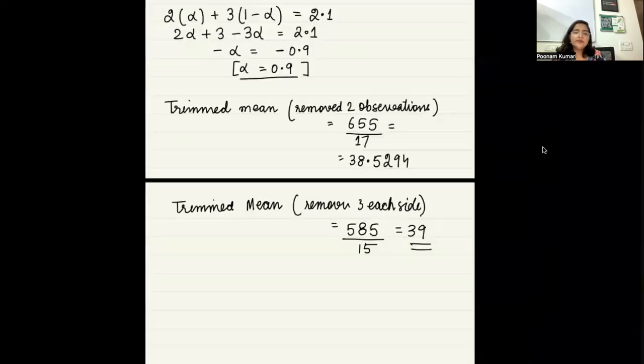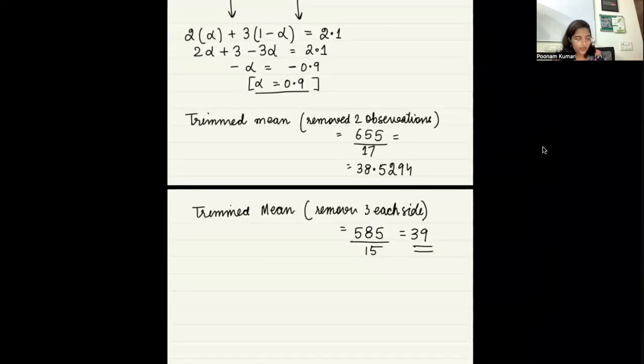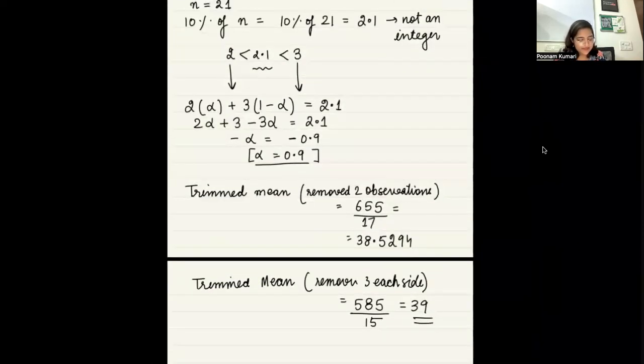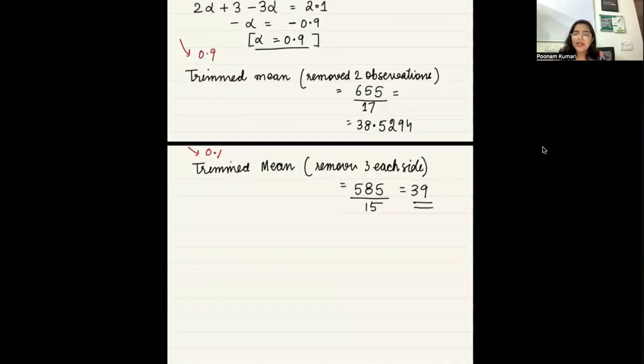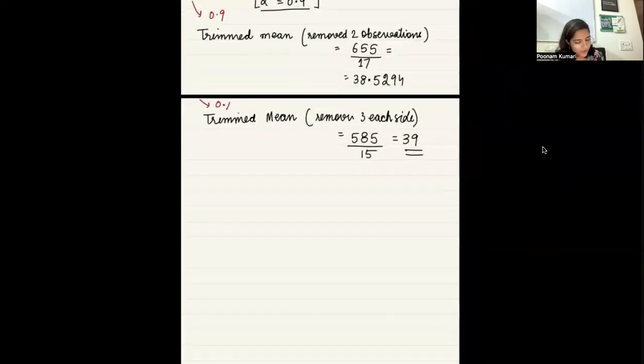So far, so good. Yes, ma'am. Okay, now what you have to do is give this a weightage of 0.9 and this a weightage of 0.1, and then calculate the 10% trimmed mean. So what will be your 10% trimmed mean?